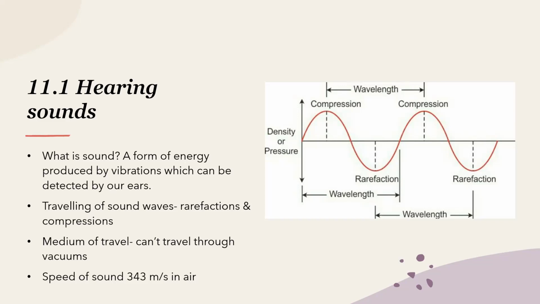Now, when we're talking about the approximate speed of sound, it is 343 meters per second in air, 1482 meters per second in water, and 960 meters per second in steam. You're not supposed to remember all of them, but the speed of sound in air is very important. So you should know that it travels at a speed of 343 meters per second in air. And generally, you should know that sound travels the fastest through solids.